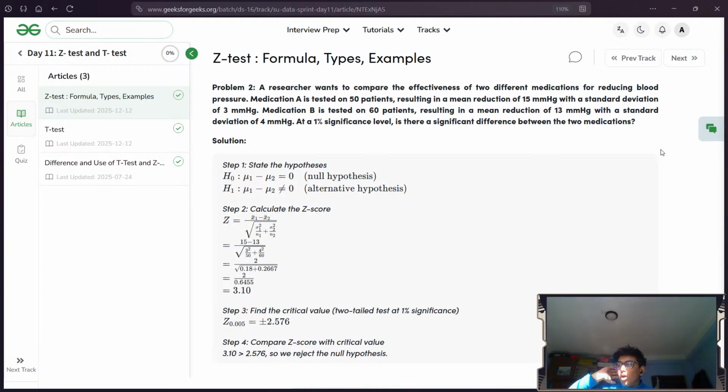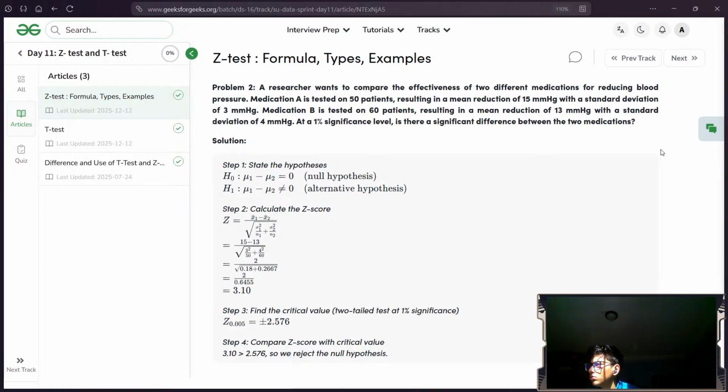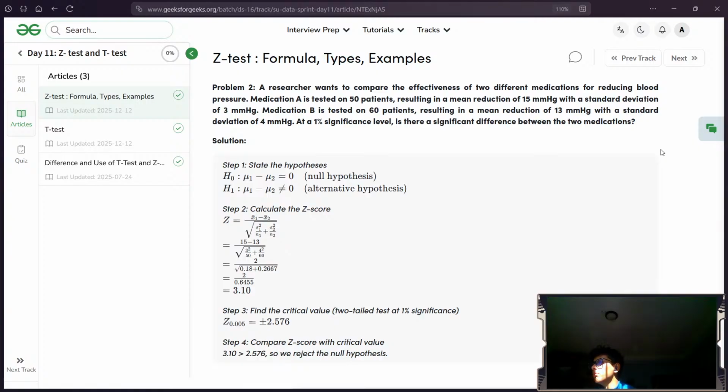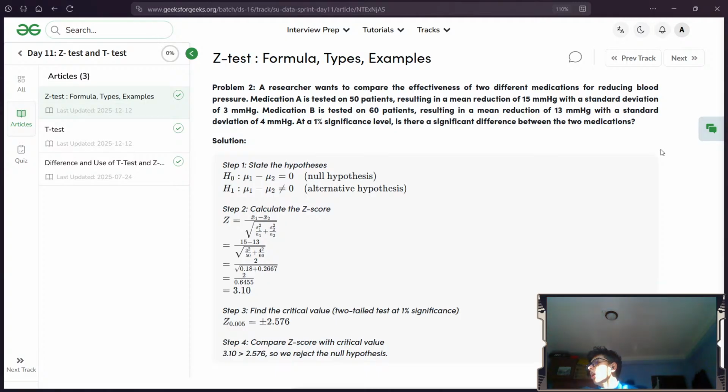Okay. A researcher wants to compare the effectiveness of two different medications for reducing blood pressure. Medication A is tested on 50 patients, resulting in a mean reduction of 15 mmHg.